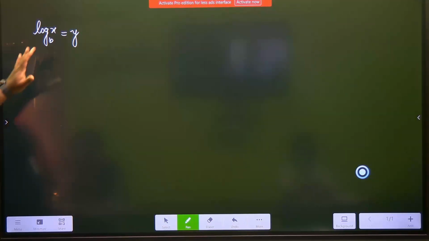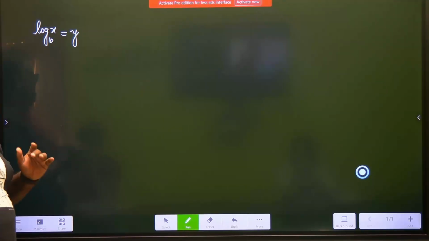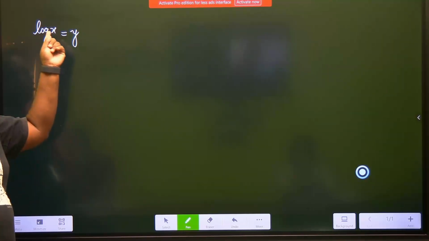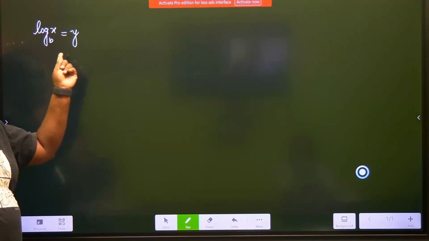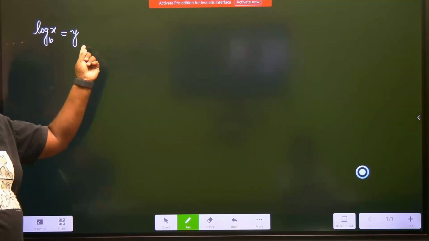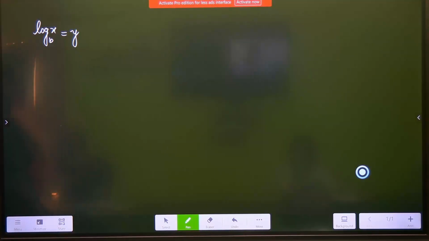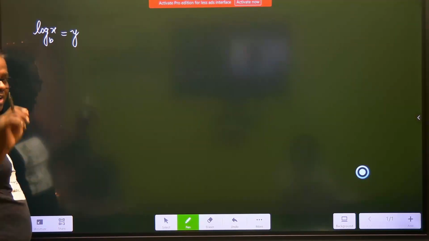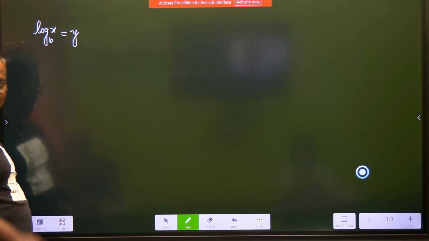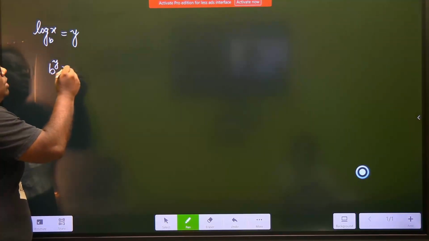What does this mean? You can understand this only if you hear my definition. Log of a number to a base gives me the exponent to which the base must be raised to get this number. Again, log of a number to a base gives me an exponent. So y is actually an exponent. What exponent? The one to which the base must be raised to get the number.